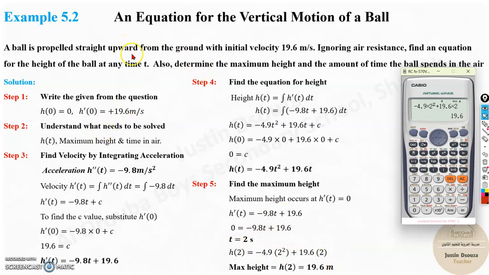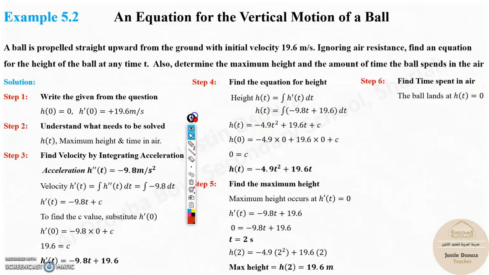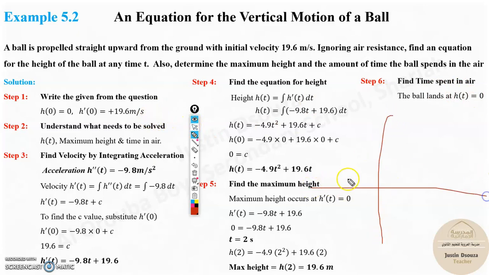So we have found the second thing as well, but we have not found the last part, how much time is spent in the air by the ball. So find the time spent in the air. How do you find it? We need to understand that the ball lands when h of t is equal to 0, right? Say you're throwing something from the base, it goes up like this, and when it falls down, it will touch over here. So there'll be 2 points. It starts from here and falls down over here, right?